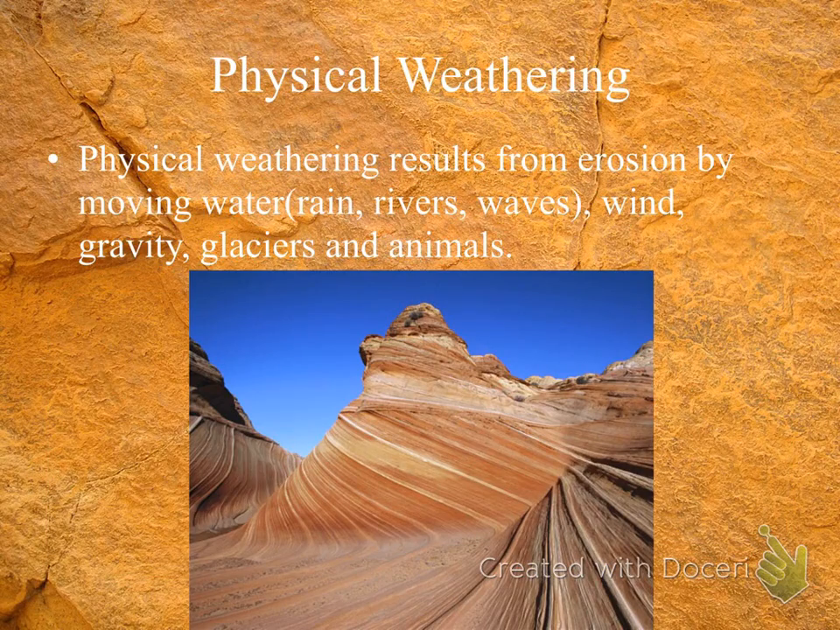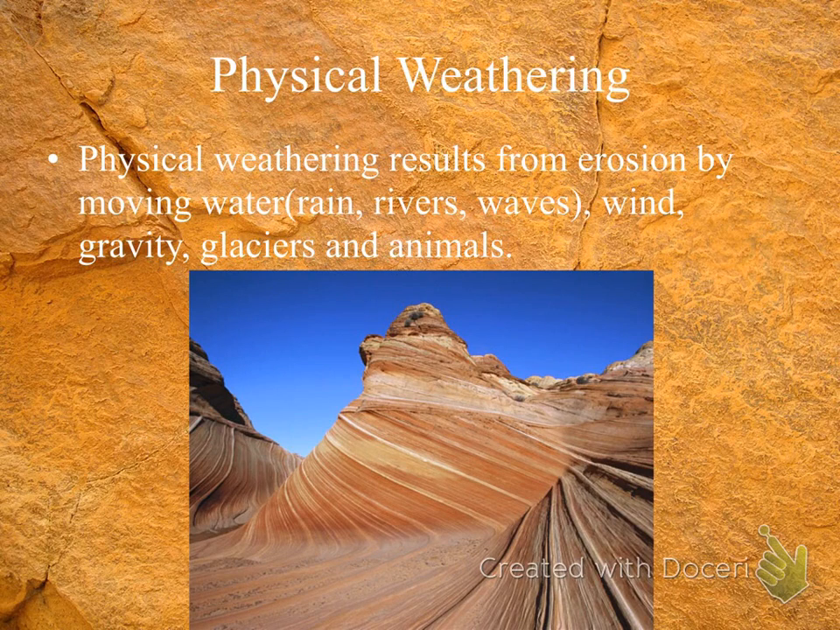Physical weathering results from erosion by moving water, so rain, rivers, or waves. Rain coming down, pounding on the ground can break up the rocks. Rivers can move the rocks around, tumble the rocks, and break them up in that way. Same thing with waves. Wind is another factor. Wind blowing across the surface can cause erosion. If you look at the picture that's here, this is actually a picture of something in northern Arizona. It's called the Wave, and this was formed by wind blowing over the surface for millions and millions of years, and it creates this really cool wave-like pattern.